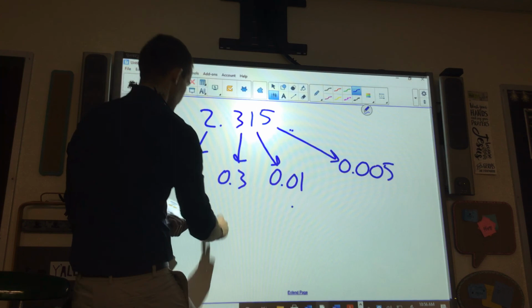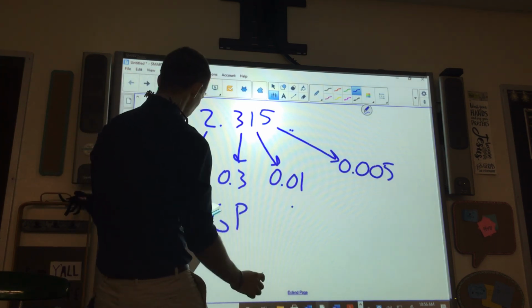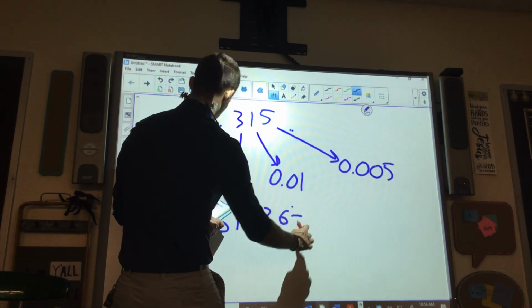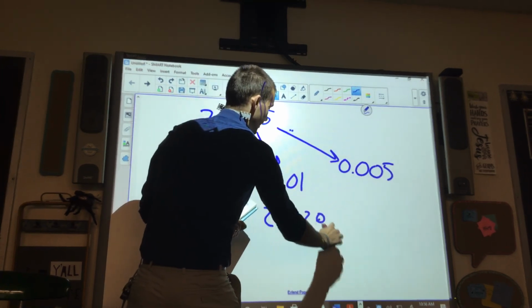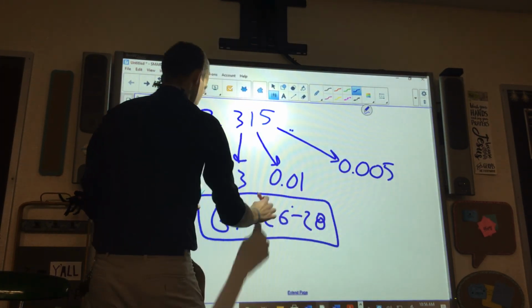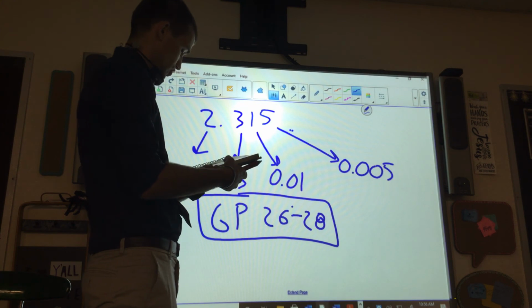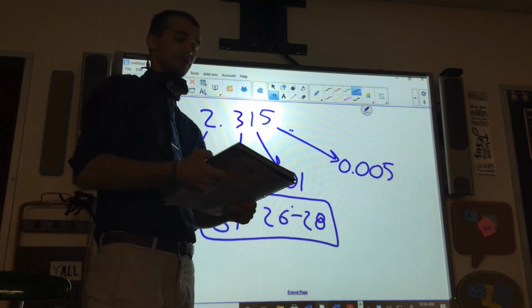And then there is the last guided practice for those of you at home. Guided practice 26 to 28, and that is on page 14.